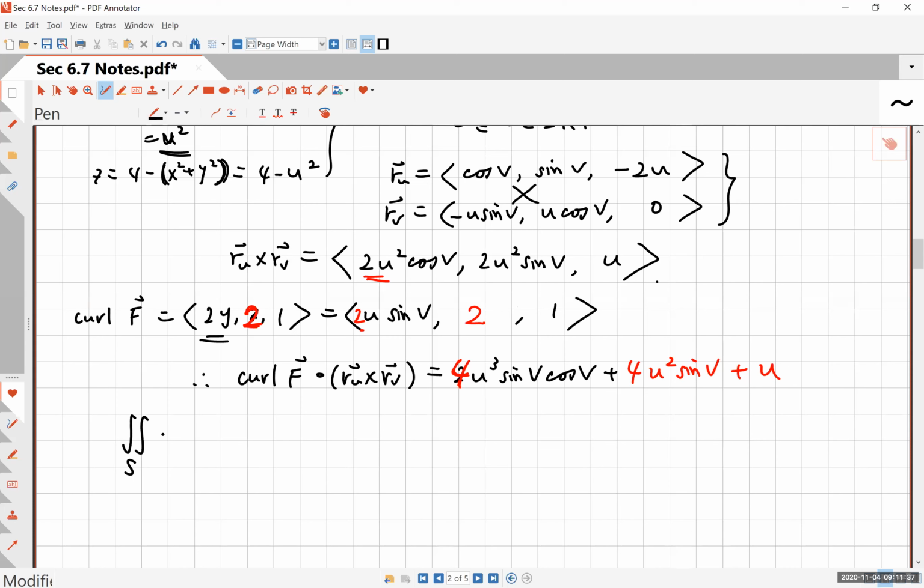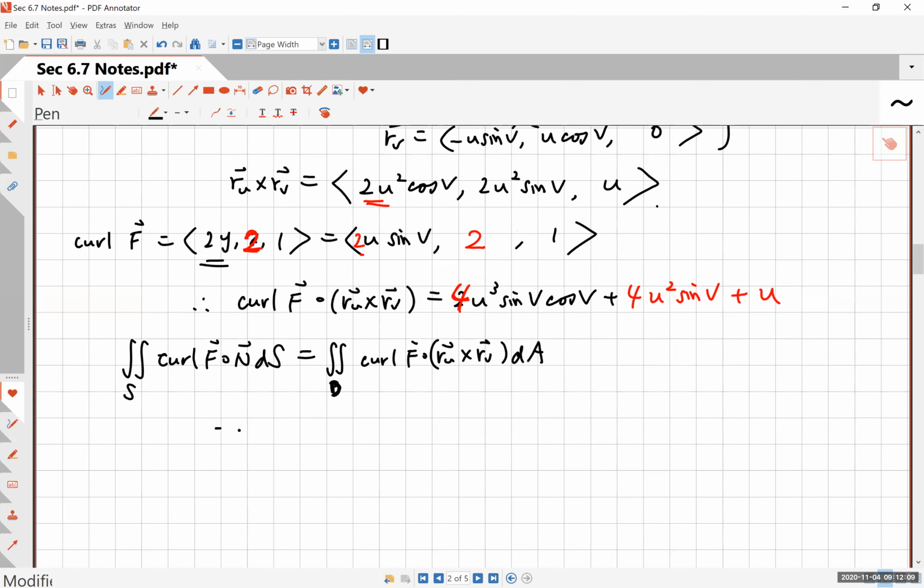The double integral over S of the curl of F dot n dS. Remember, this is the flux of the curl of F, not the flux of F, but the flux of the curl of F over the surface S. And that we know is the double integral over the region D, which is defined by u and v, of this thing here, curl of F dot r_u cross r_v. Now, you don't have to write this part down, obviously, but I want to remind myself that is what I'm calculating.